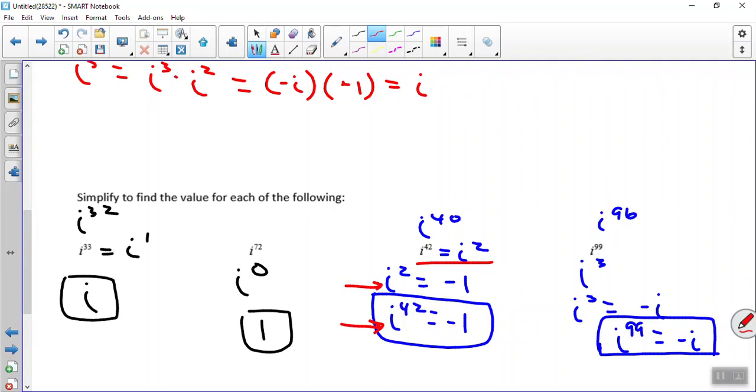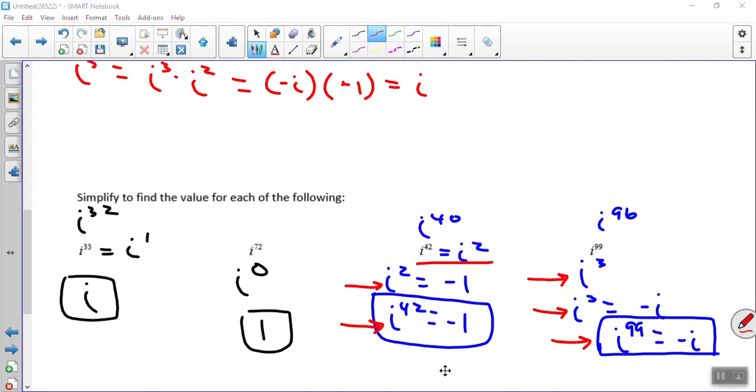i to the 99th. Well, it's close to 100. You know, 100 is divisible by 4, but going over is a little bit trickier. You can think about it that way if you want. But I think it's easier to think of the number below it. So you can look at i to the 96th. 99 is 3 more than 96. So i to the 99th is the same as i to the third. i to the third is negative i. So i to the 99th is negative i.